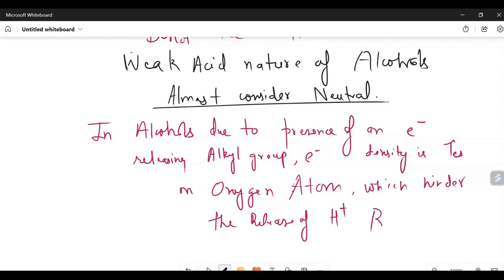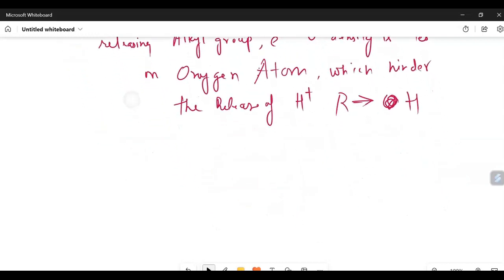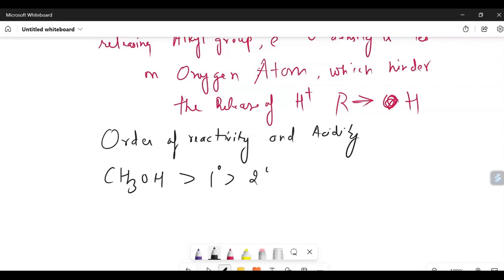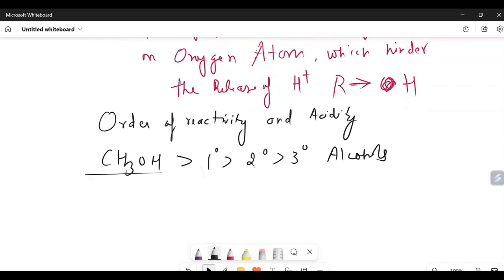Proton means H plus. For example, ROH. So R is donating electrons, so there is already electron density increase on this. Let's discuss the order of reactivity on acidity. CH3OH is highly reactive, then 1 degree, then 2 degree, then 3 degree alcohols. So this is the theory regarding that.